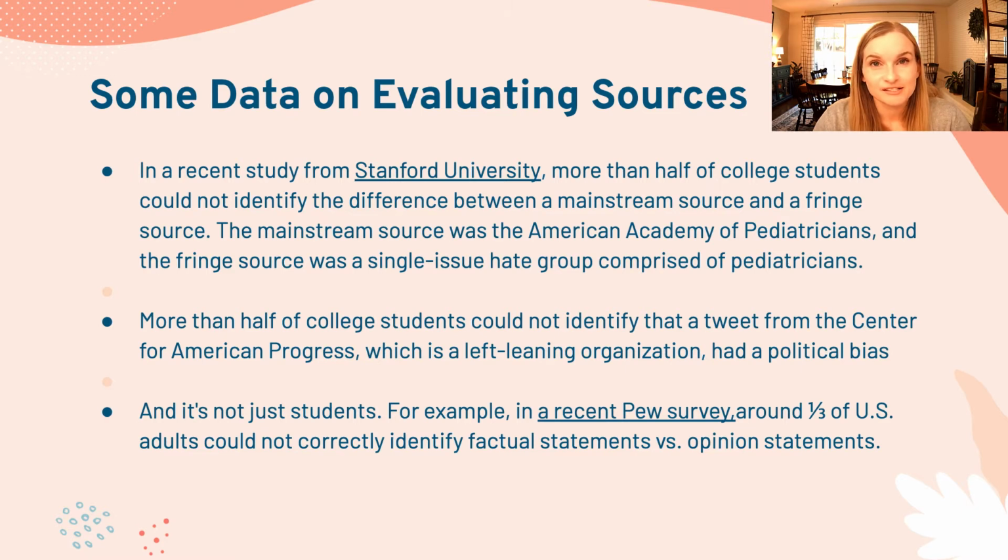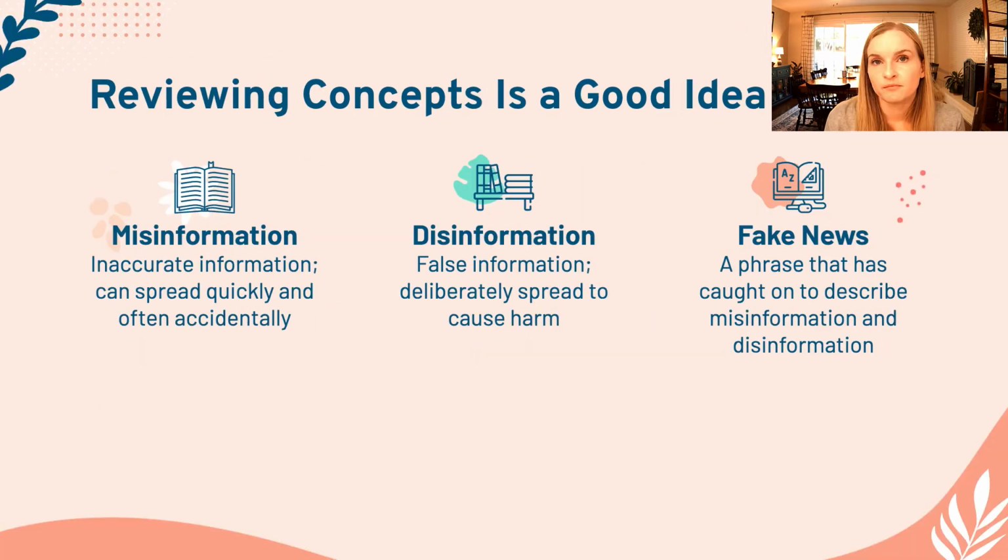And I'll stop picking on college students for a minute here because this is really a problem that is true of all adults. So for example, in a recent Pew survey, around a third of adults could not correctly identify the difference between factual statements and opinion statements in web sources. So as I mentioned earlier, there's something about evaluating sources that is really difficult. And even if most of us can get some of these questions right most of the time, there are still times when just about everyone can be fooled by a source, or at least read the source incorrectly and misrepresent the facts that are in the source. So thinking about misrepresenting the facts that are in a source, I think it's actually a really good idea when talking about evaluating sources to go ahead and go over some of these concepts.